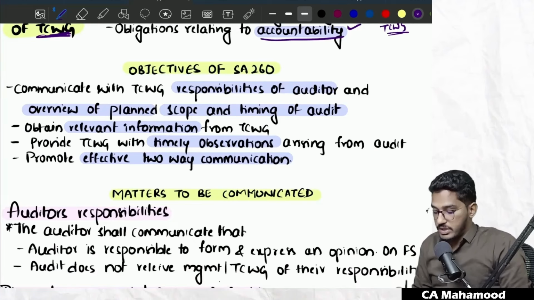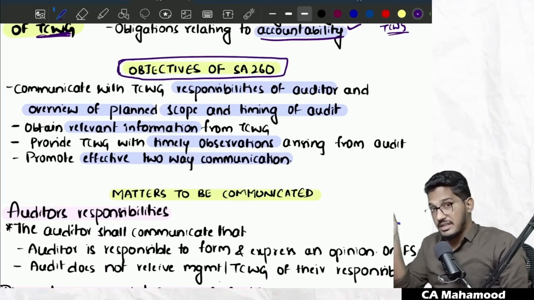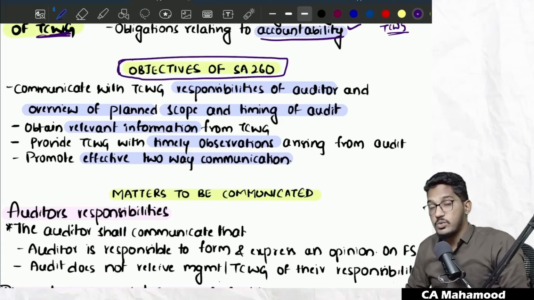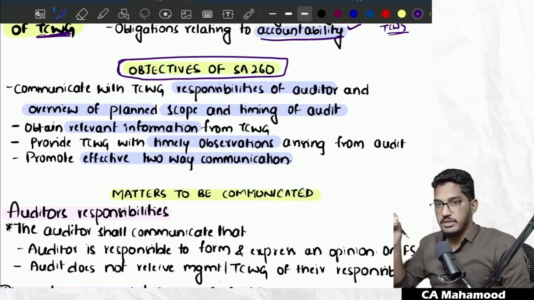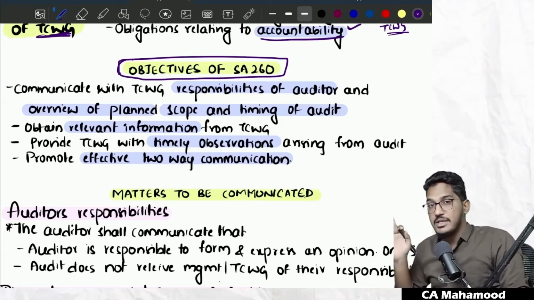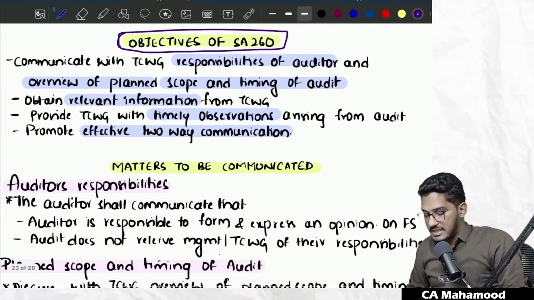So now, what are the objectives of the auditor? What is the auditor supposed to do, or what are the responsibilities of the auditor as per SA 260? What matters is the auditor required to communicate with those charged with governance? So what is SA 260 telling? SA 260 says that as an auditor, you are required to communicate certain matters with those charged with governance, and these are mandatory. Those matters are given in the standard itself, and the communication of these matters is mandatory.